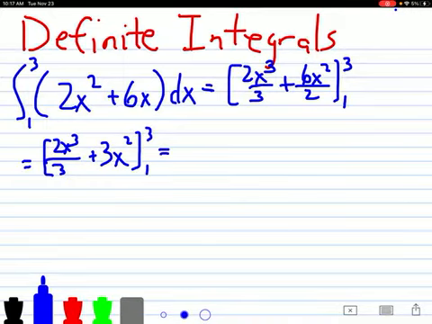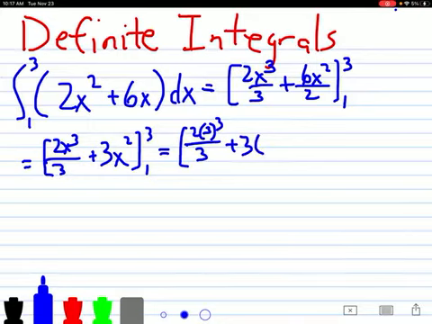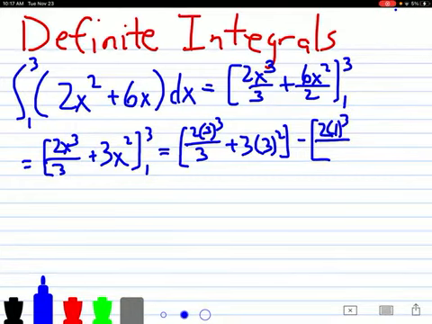Okay, now using the fundamental theorem of calculus, we need to evaluate this first at 3, then we subtract, then we evaluate it at 1. So first, we're going to use 2 times 3 cubed over 3 plus 3 times 3 squared, minus 2 times 1 cubed over 3 plus 3 times 1 squared.